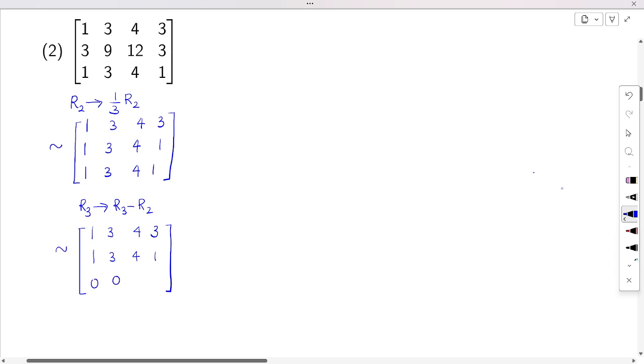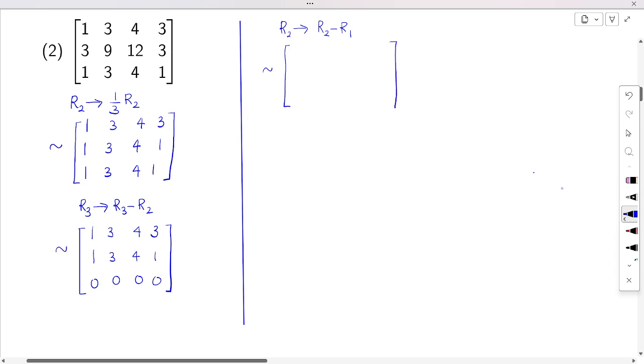This is 0, 0, 0 and 0, and then subtract row 1 from row 2. So 0, 0, 0 and 0. Now this matrix has been reduced into its row echelon form and it has two non-zero rows. So the rank of this matrix is 2.